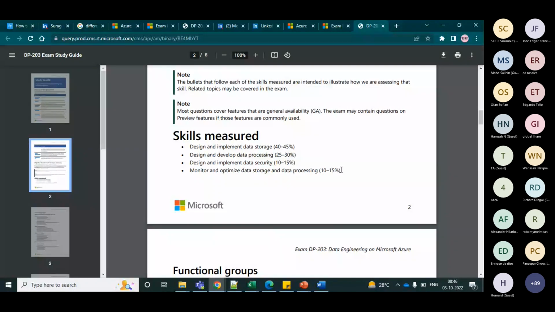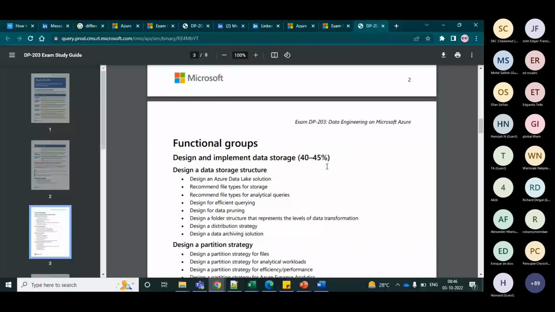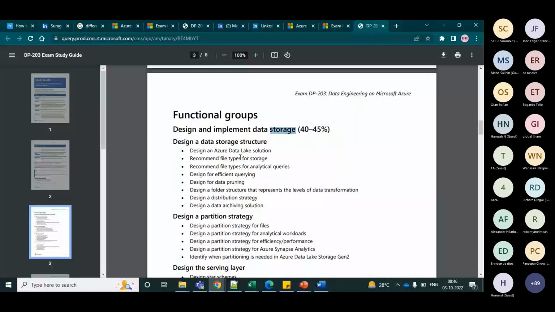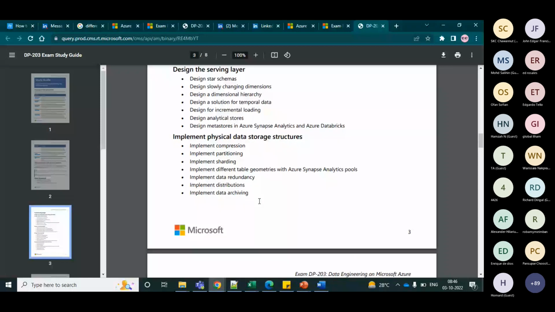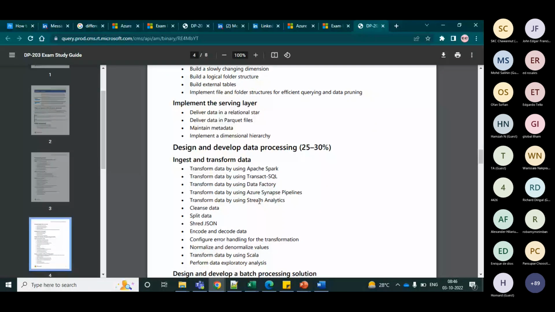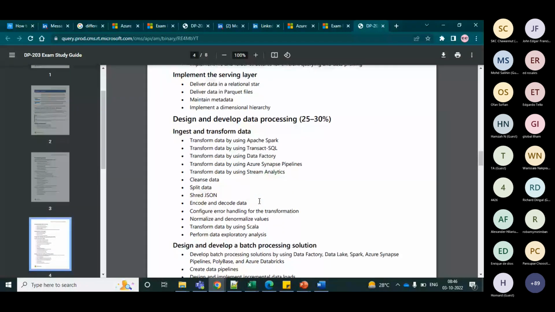There are differences also, like on the data storage side, they are going to focus on the data lake side, different types of storage, analytic queries, as well as data pooling and distribution, the same for partitioning, serving layer, and physical data storage. Then the next is the data processing side, where we are going to start with Spark, Synapse, and Data Factory.